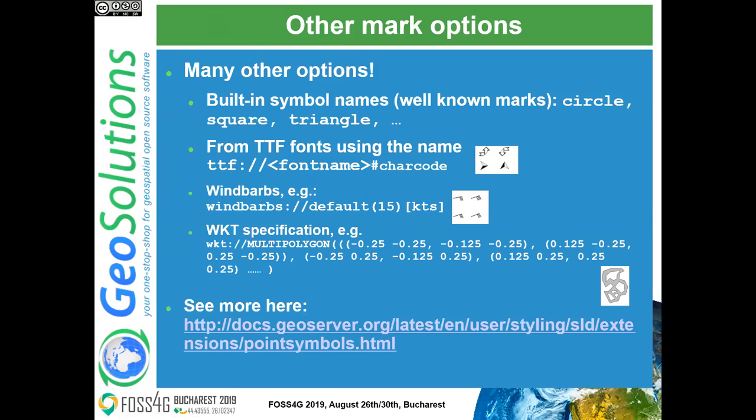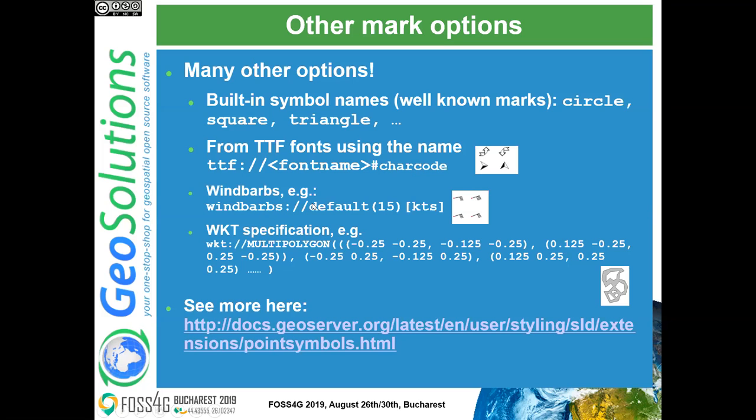In GeoServer, we have many, many mark options. You can use the built-in circle, triangle, square, and so on. You can pick TTF fonts filled with symbols. There are many on Windows, like Wingdings, Webdings, and the like. And if you have an Esri background, you will have a bunch of other fonts which actually contain symbols, and you can use them, referring to them as ttf, and then the font name, and then the char code. The char code you can pick from the char map in GeoServer.